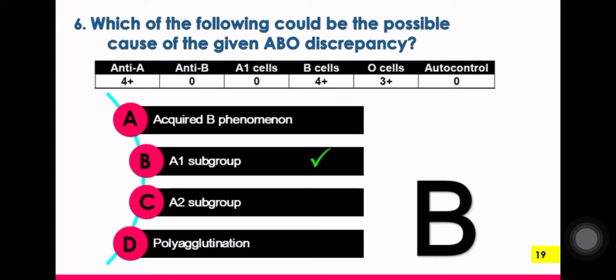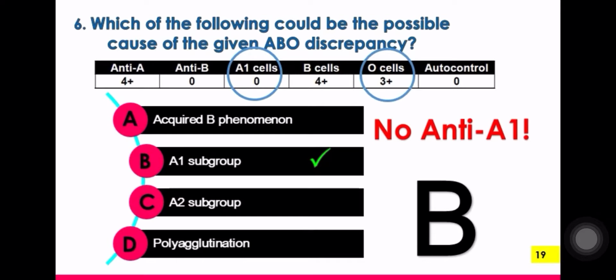In this question, we see that in the forward typing, the sample is definitely blood type A, since it strongly reacted with anti-A, and there was a reaction with the B cells in the reverse typing. So we have to choose between choices B or C, subgroup A1 or subgroup A2. But notice that there was no reaction with the A1 cells. So no anti-A1 was produced. That's true for the A1 subgroup. At the same time, you might also consider its reaction with the O cells, 3+, right? So this is probably subgroup A1 with a potent anti-H.